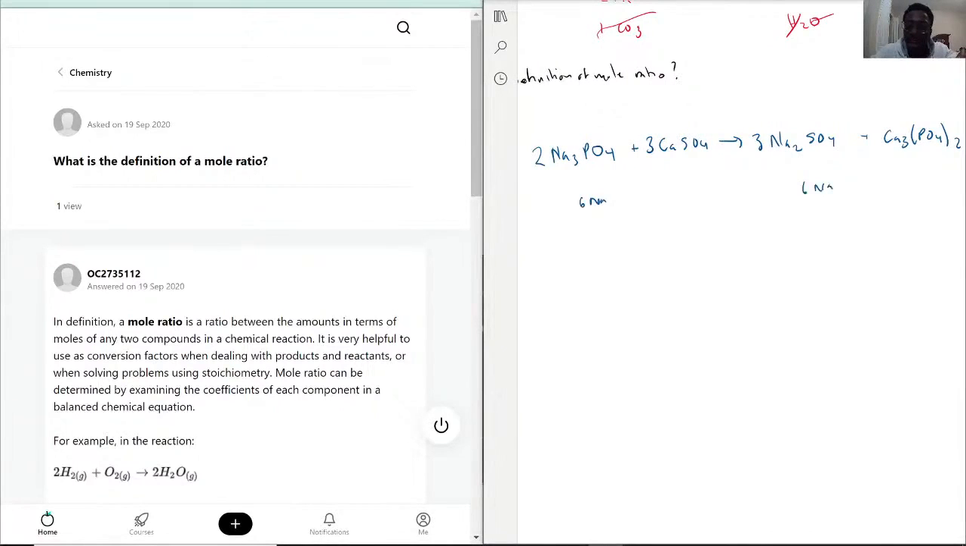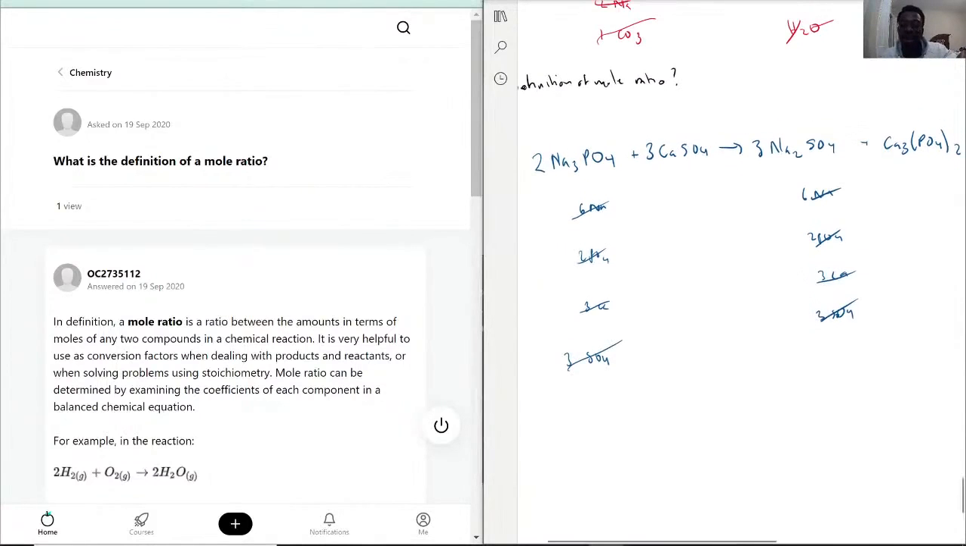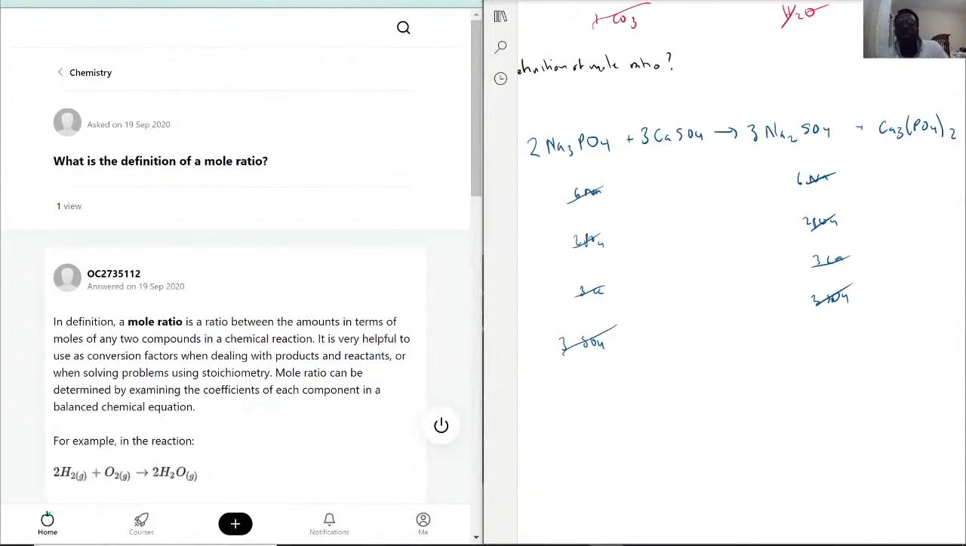So 6 Na cancels out. 2 PO4 and 2 PO4 cancel out. We have 3 calciums, and here we also have 3 calciums, cancel out. We had SO4 in the last one, and this one had 3 SO4, and this one had also 3 SO4. So perfect, it's completely balanced. And now to find out the mole ratio, you look specifically at the coefficients.